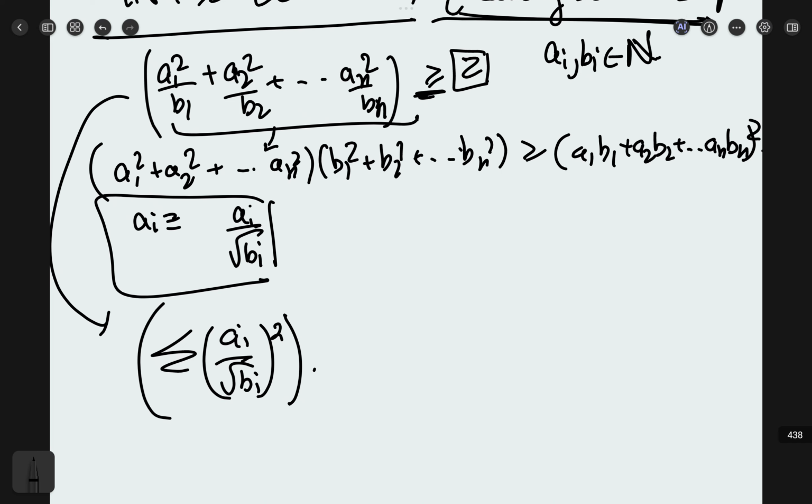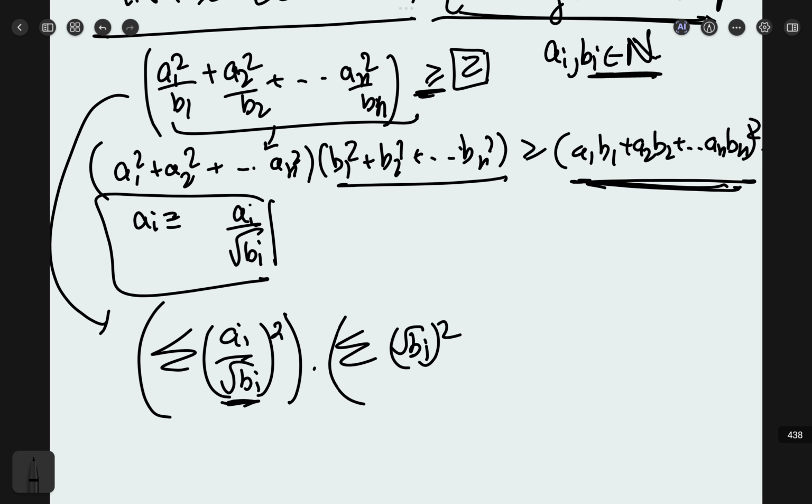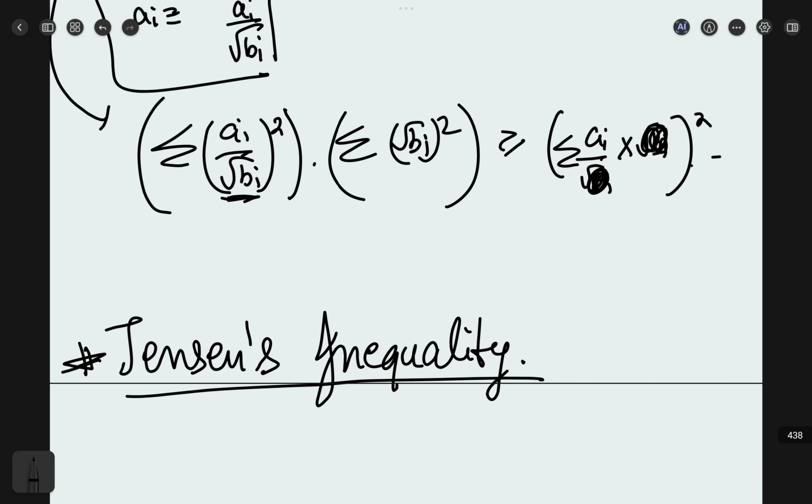Now let's form something like, because I want to get rid of these bi, because obviously bi belong to natural numbers and I don't want irrational stuff going into this. So I would try to form a1, a2 till an here, right? So I would probably multiply by, let's say, root bi squared, and obviously this is greater than or equal to ai by root bi times root bi squared. So this cancels out, and yeah, I've got an amazing thing.